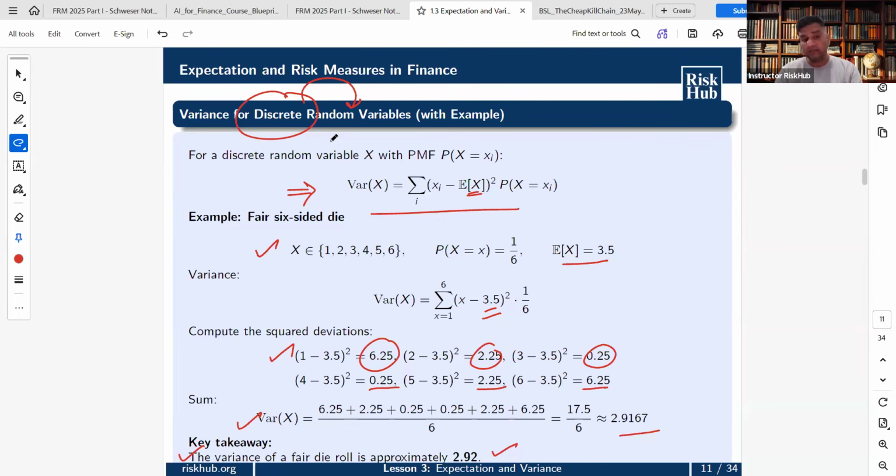You compute the variance by adding all the deviations: 6.25 plus 2.25 plus 0.25 plus 0.25 plus 2.25 plus 6.25, divided by 6, which gives 2.9167. The quant finance interpretation here: suppose two assets have identical expected return. Asset A has return 10%, variance 2; asset B has return 10%, variance 50. Most investors choose asset A. Why? Because variance measures uncertainty around expected return. This is the beginning of risk-adjusted investing.